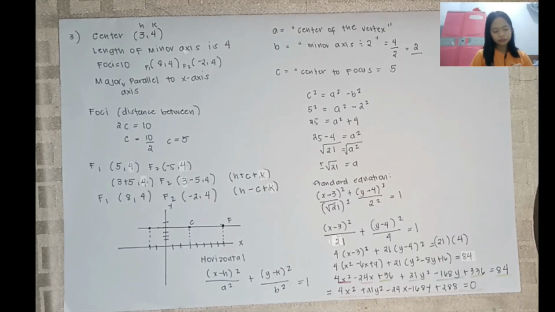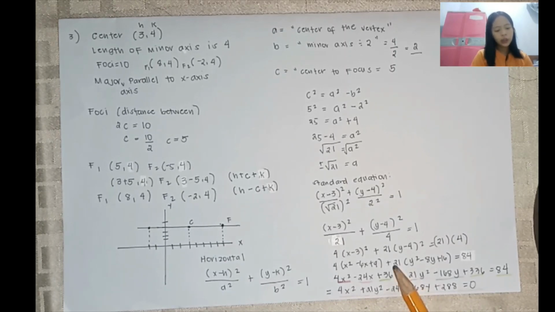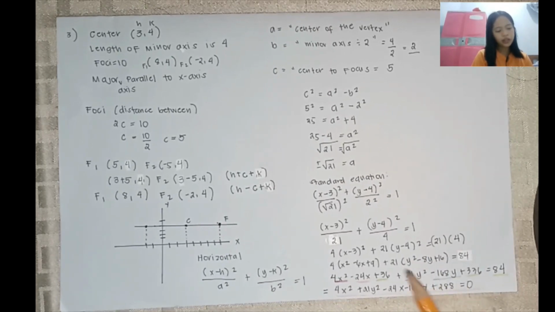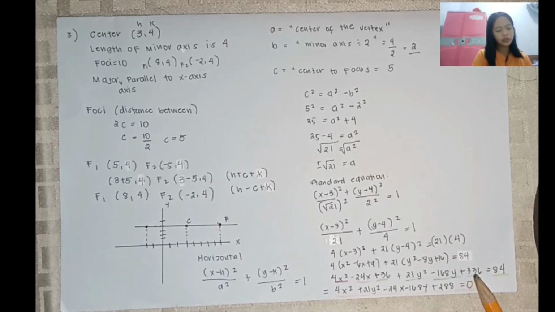So, distribute 4 to x squared minus 6x plus 9, giving us 4 times x squared, 4x squared. 4 times negative 6x, negative 24x. 4 times 9 is equal to 36. Distribute 21 to y squared minus 8y plus 16, giving us 21 times y squared is 21y squared. 21 times negative 8y is giving us 168y, and 21 times 16 is equal to 336.